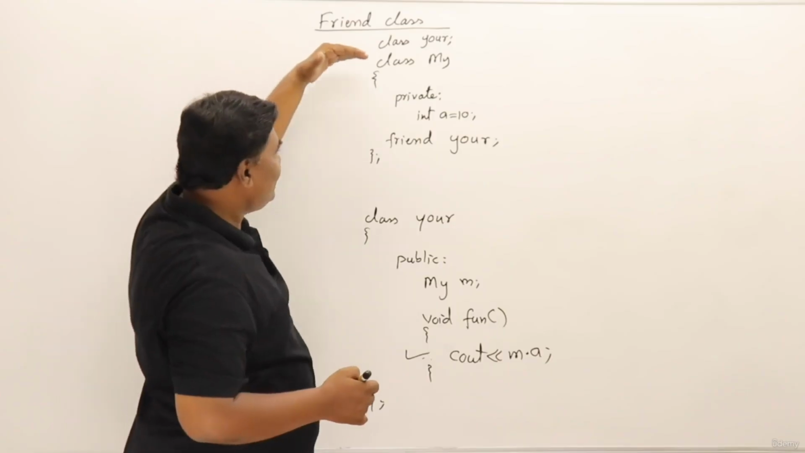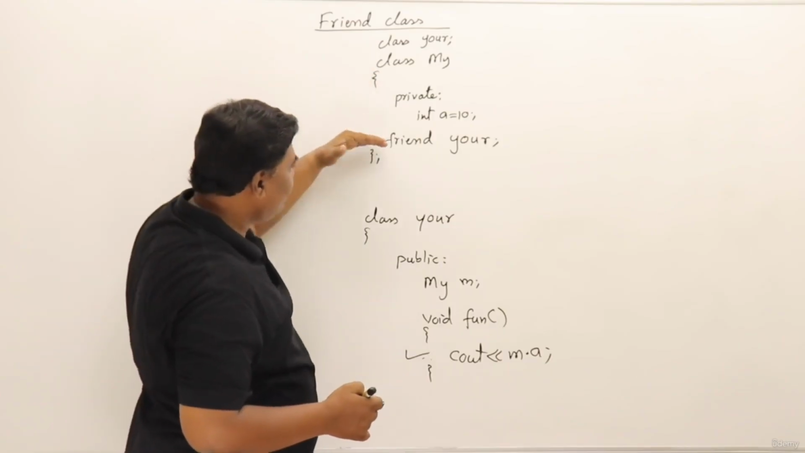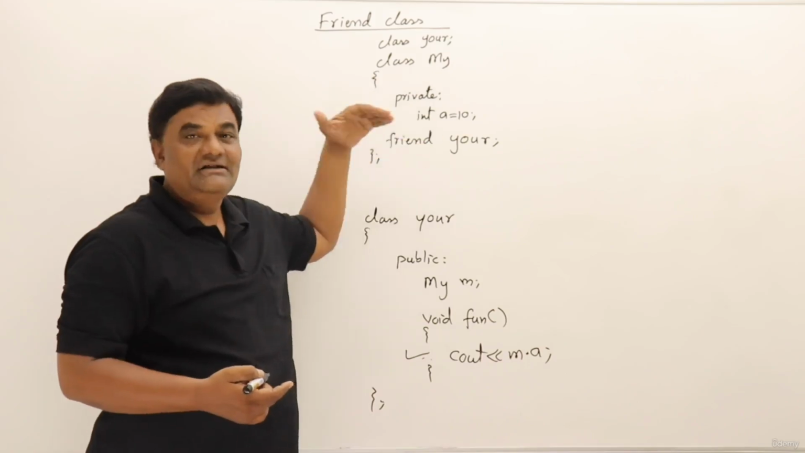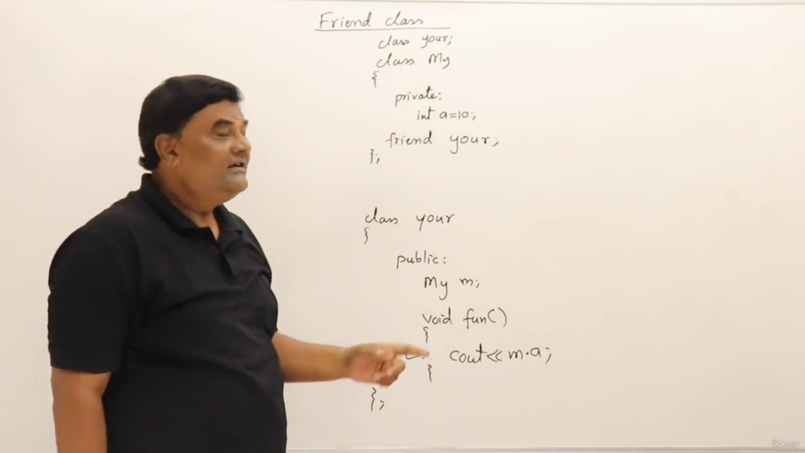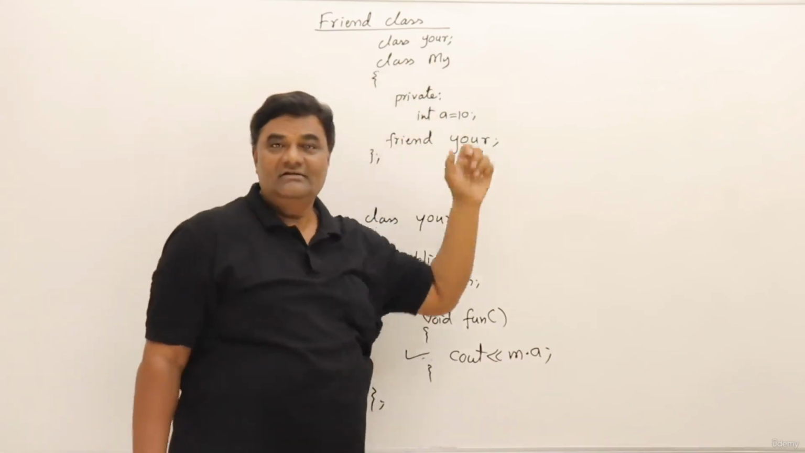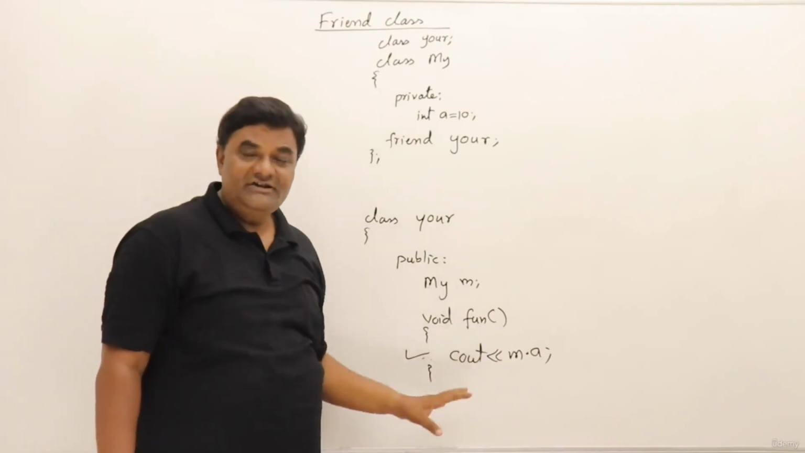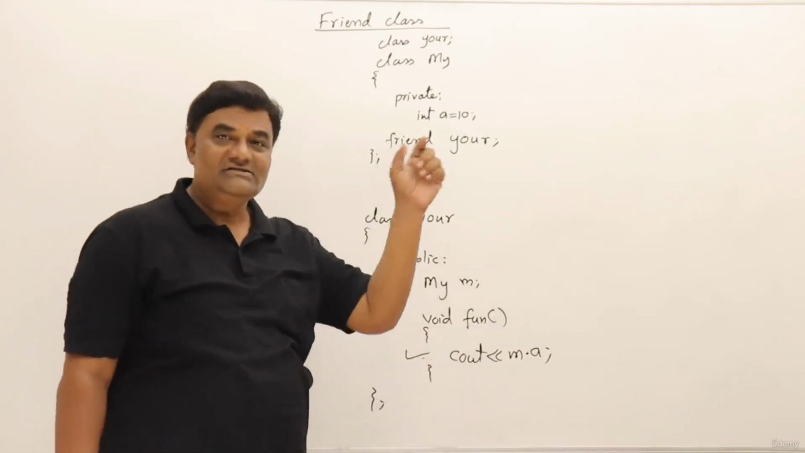Otherwise, if the compiler starts from here, now My, friend, Your, what is Your? Your is coming afterwards. So it needs the declaration of Your beforehand. So we are just having a name declared there. Then the body, the definition of Your, is here. That is just a declaration.